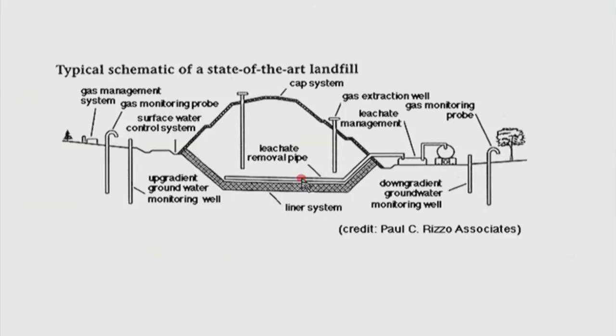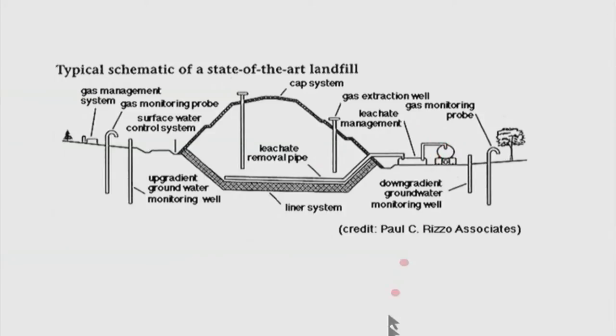Okay, so if you see here, at the bottom I have a kind of liner system. The idea is that whatever is generated here, it does not allow the gases, it does not allow the leachate, so you understand what a leachate is, to percolate to the groundwater. And on top of that, we have a leachate collection system. So whatever groundwater or otherwise water is generated inside this landfill, this water is collected. There are different perforated pipes. They collect this liquid, and then this liquid is taken to a particular place inside the landfill itself, and then it's treated.